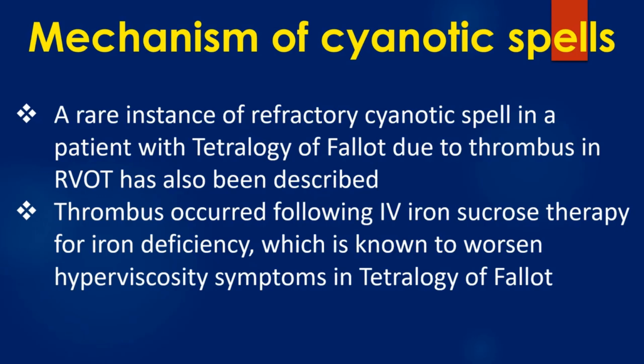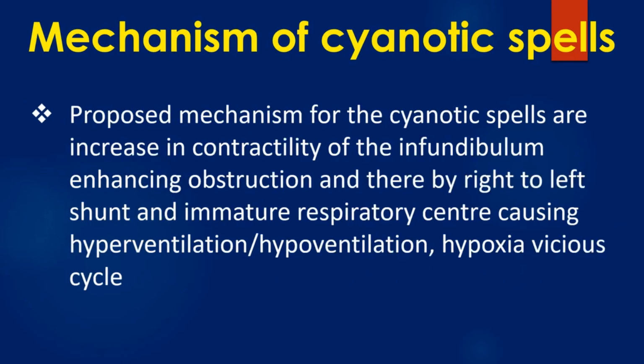A rare instance of refractory cyanotic spell in a patient with tetralogy of Fallot due to thrombus in the right ventricular outflow tract has also been described. Thrombus occurred following intravenous iron sucrose therapy for iron deficiency, which is known to worsen hyperviscosity symptoms in tetralogy of Fallot. Proposed mechanisms for cyanotic spells are increase in contractility of the infundibulum, enhancing obstruction and thereby right to left shunt, and immature respiratory center causing hyperventilation, hypoventilation, hypoxia, vicious cycle.